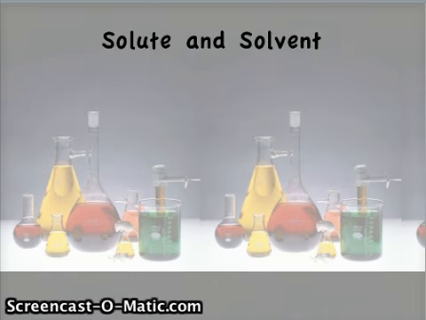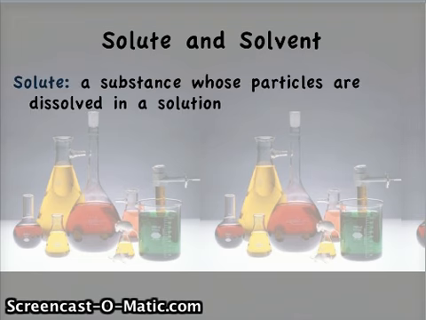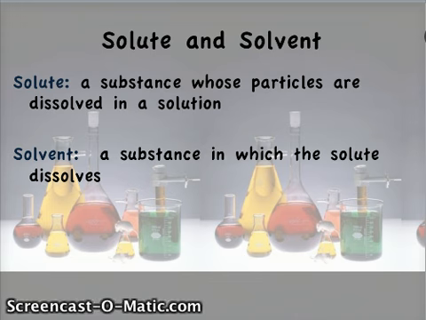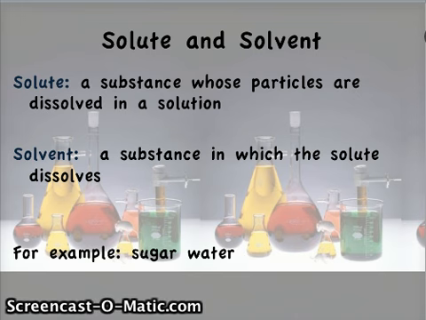Let's start with solute and solvents. Both these definitions should be in your notes. A solute is a substance whose particles are dissolved in a solution, whereas a solvent is the substance which does the dissolving. So let's take the example of sugar water. Since sugar is the particles that are being dissolved, they become the solute. Since the water is doing the dissolving of the sugar, it becomes the solvent.